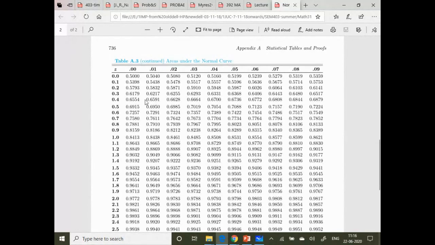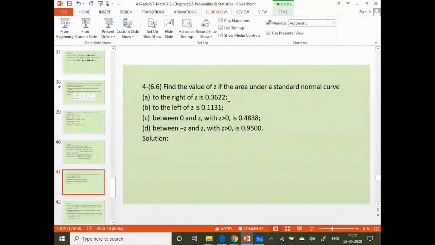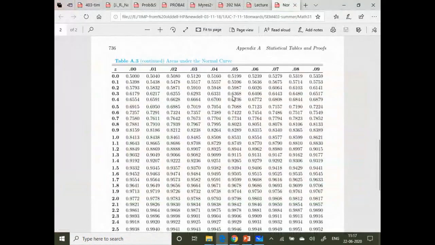This area will give you the leftmost part 0.3 from the left side column, and 0.05 from the top row, isn't it? So 6368 is the nearest value to our area given in the problem. In the problem, subtract from 1, you'll get 6378, isn't it? This 6378 is nearer to this value, 6368. So from the left end, you will find 0.3. From the top, you will find 0.05. Sum them up, you will get 0.35.